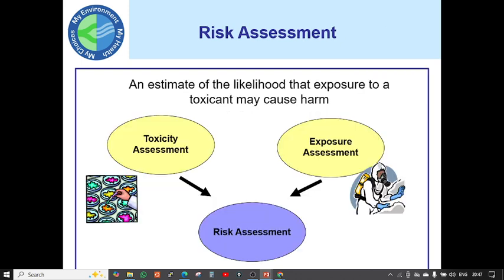An estimate of the likelihood of exposure to a toxic substance, this is risk assessment, made up of toxicity assessment and exposure assessment. Toxicity assessment means the maximum amount of substance you can tolerate, and exposure assessment means how much time you can be exposed to the substance, time and concentration mostly. If you manage those things, that is called risk assessment.